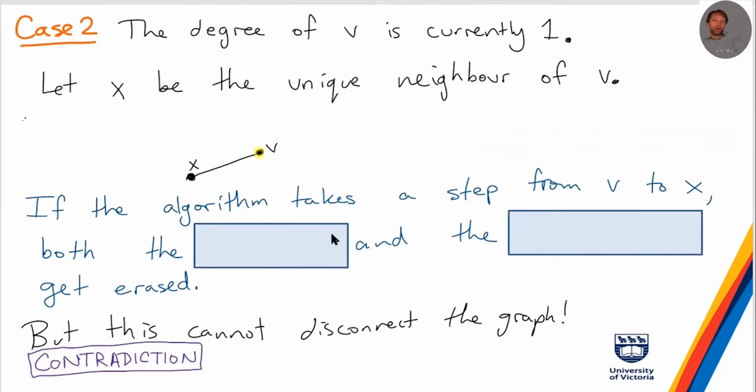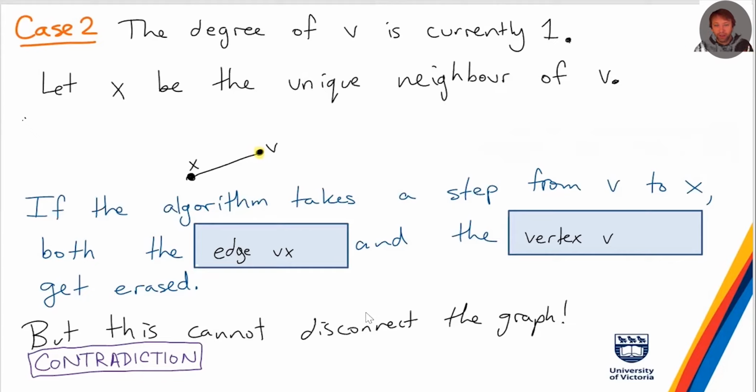Now, when the algorithm takes a step from V to X, what happens? X is the only neighbor of V, so it has to go from V to X. And when that happens, the edge from V to X gets erased, but also the vertex V gets erased because the degree of V goes from 1 to 0. But if you think about it, this can't disconnect the graph, right?